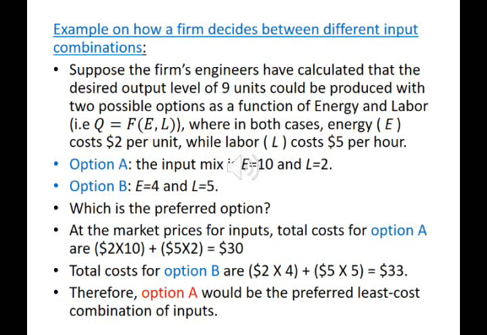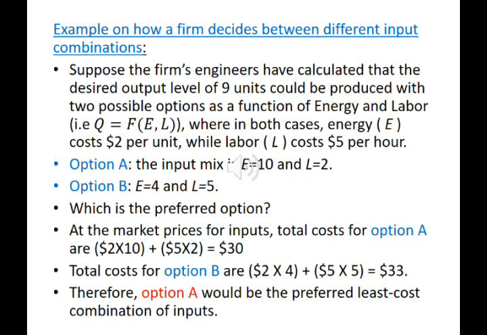So let's take an example to show how a firm will decide between different input combinations or different production functions. Let's suppose that the firm's engineers have calculated that the desired level of output of 9 units could be produced with 2 possible options or 2 possible production functions. And these 2 production functions are a function of 2 factors of production, which are energy and labor. So the production function is Q equals F of E, energy, and L, labor. Both options offered by the firm's engineers are a function of energy and labor. And according to the market prices, energy costs $2 per unit and labor costs $5 per hour.